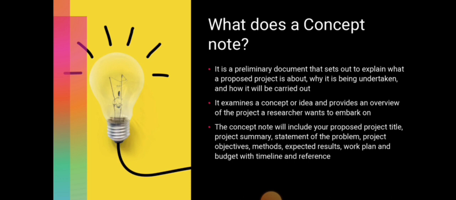A concept paper is structured as outlined in a table: a title, a project summary, a statement of the problem and project objectives, methods, expected results, work plan, and budget with timeline and references. So this is what a concept note means.